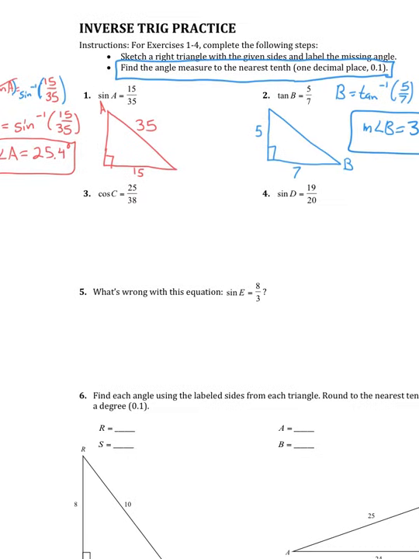Okay, for problem 3 here, cosine of C equals 25/38. So if I said this was angle C, 25 would be the adjacent side, the hypotenuse is 38. Doesn't matter how I draw the triangle, I gotta be able to orient the adjacent side and the hypotenuse. So then C equals cosine inverse of 25/38. Plug that into my calculator, and the measure of angle C equals 48.9 degrees.